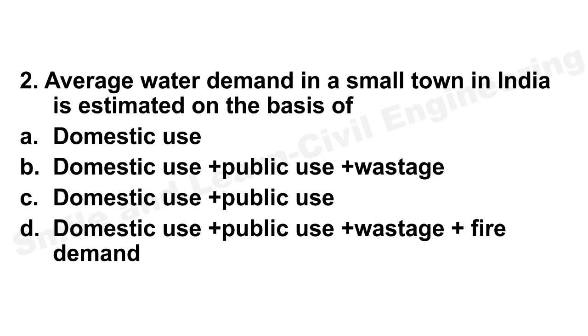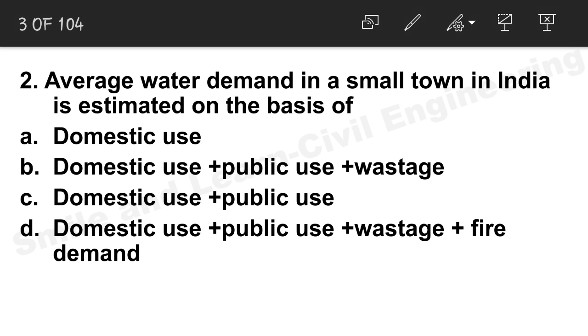Average water demand of a small town in India is estimated on the basis of. So over here, the options are domestic use, public use, wastage, fire demand. So if we add up all these things, we get the average water demand: domestic, public, wastage and fire. So this needs to be calculated since we will estimate. So therefore we have to consider all the demands.